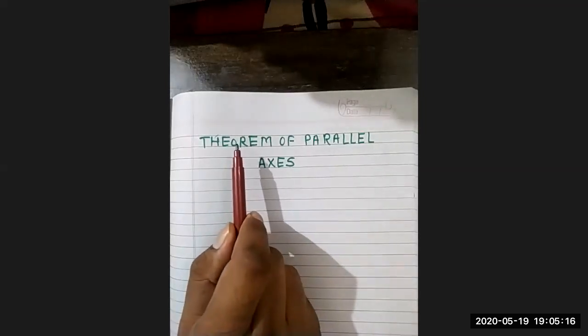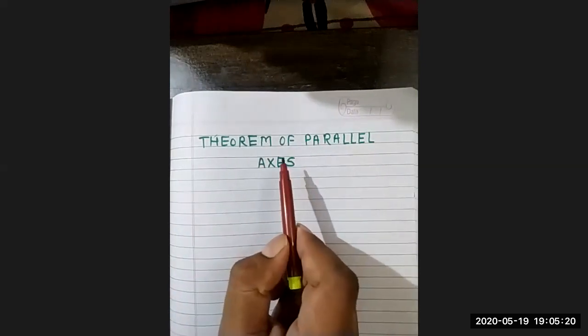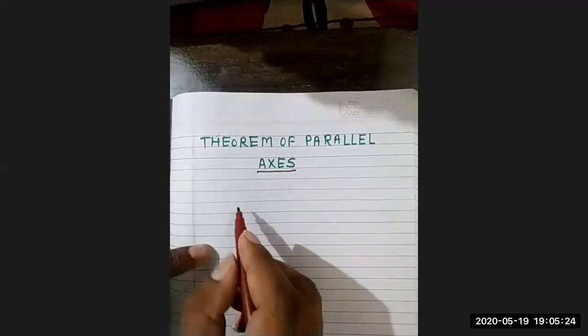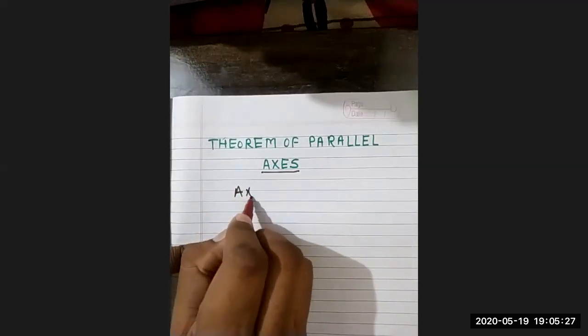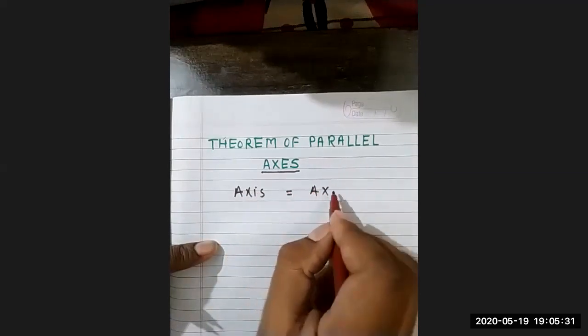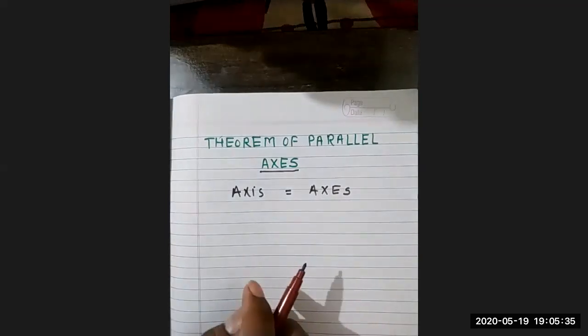Today's topic of discussion is the theorem of parallel axis. Here, the word is axes. It is not one axis. The plural of axis is axes. If more than one axis is present, then we call them axes.